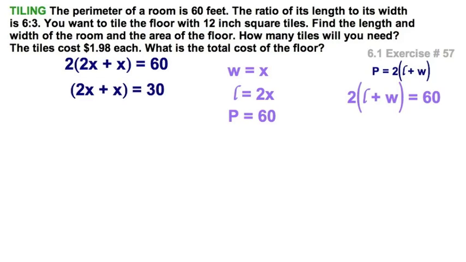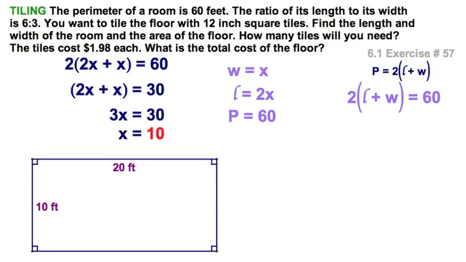And let's see, instead of distributing, I chose to divide both sides by the 2. And now I've got 2x and 1x. I can combine those terms. And 3x is 30. Each x is 10. Now, if you wanted a picture of this, I'm guessing that's what it would look like. Because again, the perimeter is 60. And in a ratio of 2 to 1, 20 and 10, that's a semi-perimeter of 30. Double that, you get 60.